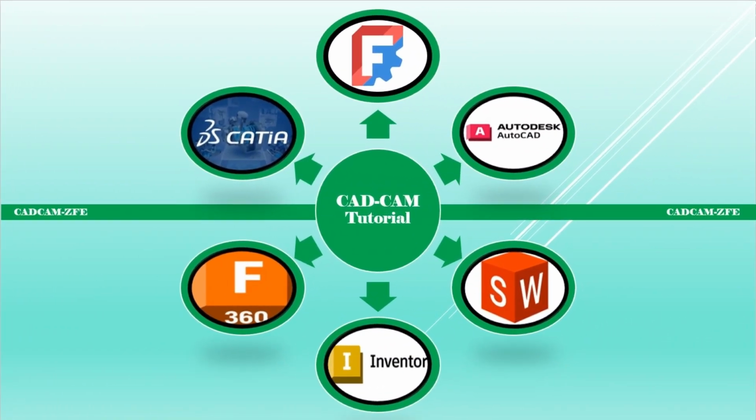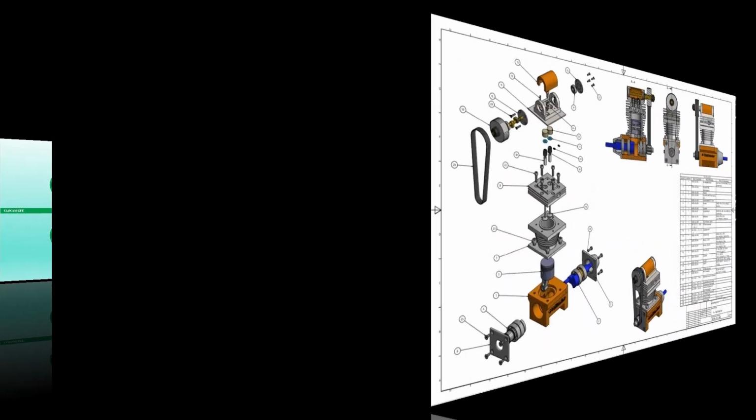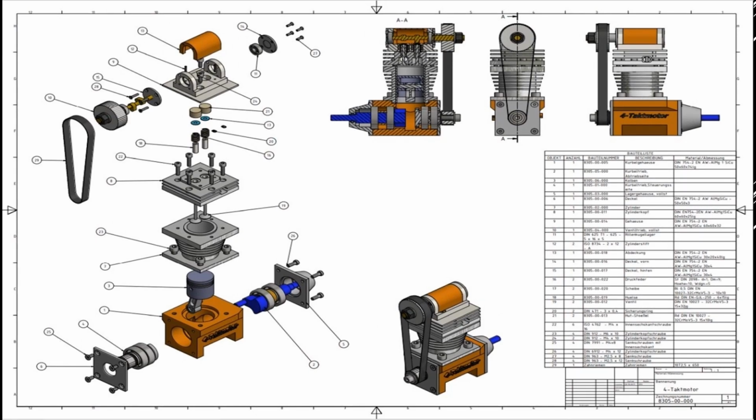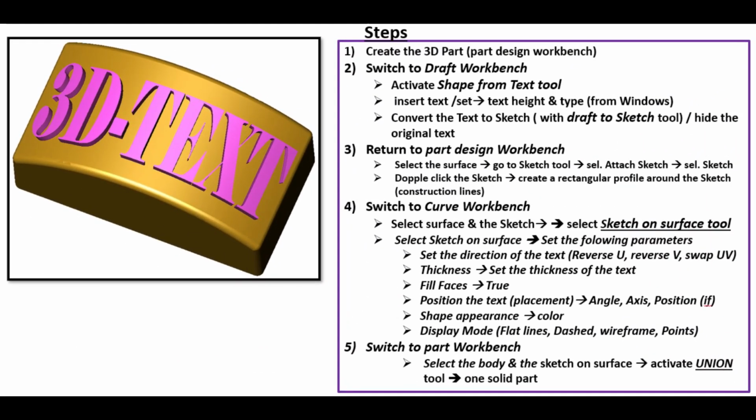Today I will show you how to create 3D text on curved 3D surface with the help of FreeCAD Shape from Text tool and with the workbenches like Draft Workbench, Part Design Workbench and Part Workbench. Today we create step by step this 3D text on curved surface with FreeCAD tools. These are the steps and the tools that I used to create this 3D text.